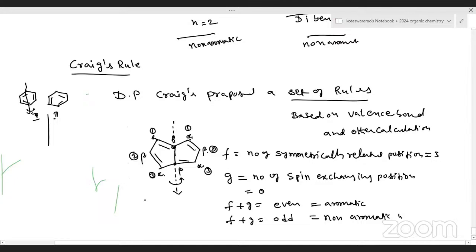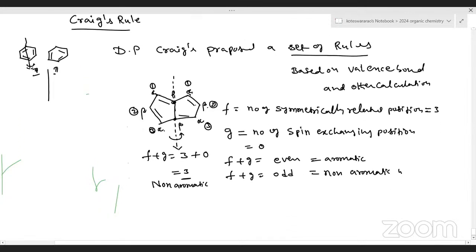Now, for this molecule, F plus G is equal to the number of symmetrically related positions, which is 3, plus G, which is 0. Therefore, it is 3. What type of number is it? Odd number. Therefore, the molecule is non-aromatic.